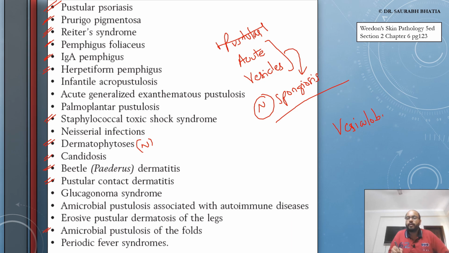Candidosis. Pityriasis rosea, we have explained as a prototype. Pustular contact dermatitis, wherever there are pustules, there are neutrophils. Amicrobial pustulosis of the folds. So these are all disorders.